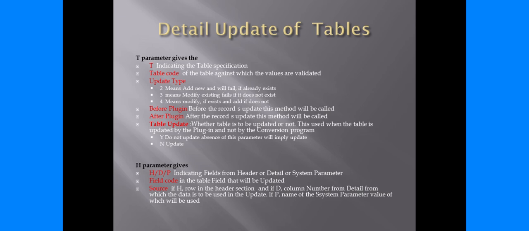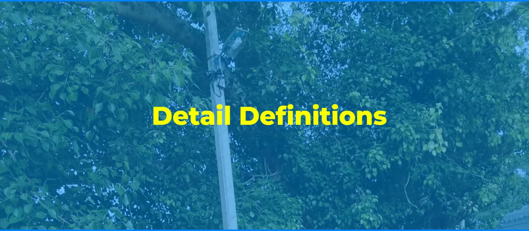H parameter will specify field code in the table to be updated. Row number in the header from which the field value is to be used. Column number will always be column B. Whether field is to be updated or not. P parameter will specify field code in the table to be updated. Runtime parameter name. Whether field is to be updated or not.